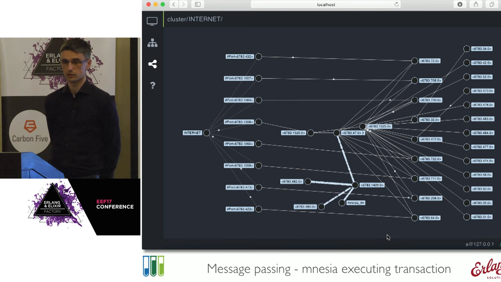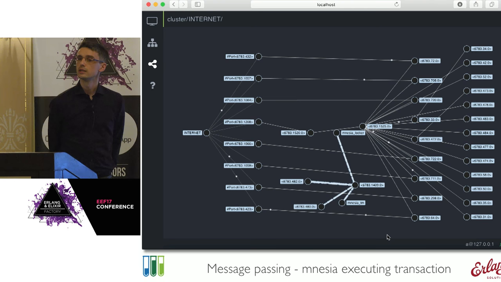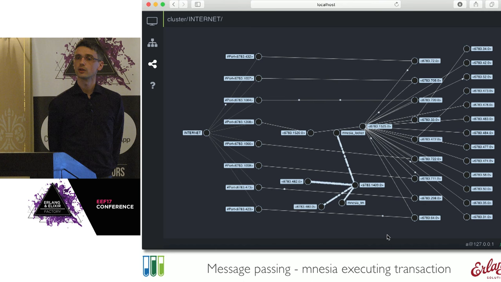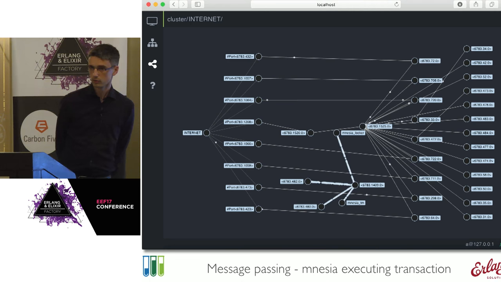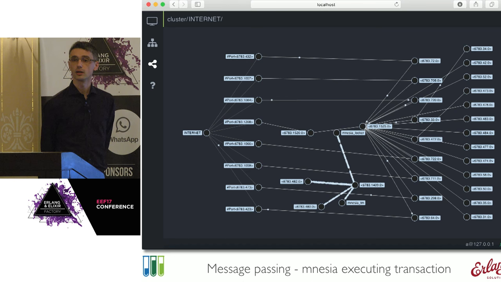So it's helpful because now you actually understand where the possible bottlenecks are, right? You easily spot the processes which are really busy with message processing, and those are probably the ones that you should look at first when you want to look for bottlenecks or understand better what's going on and who is really responsible for the load of the system.